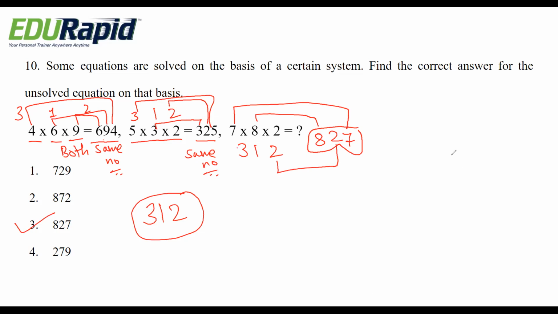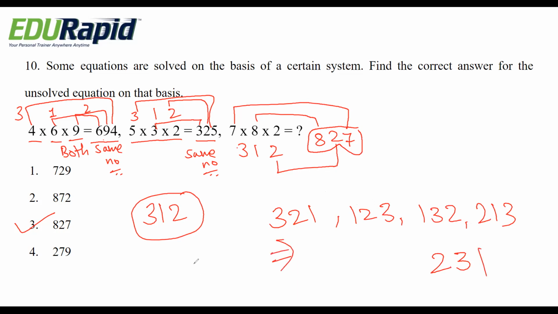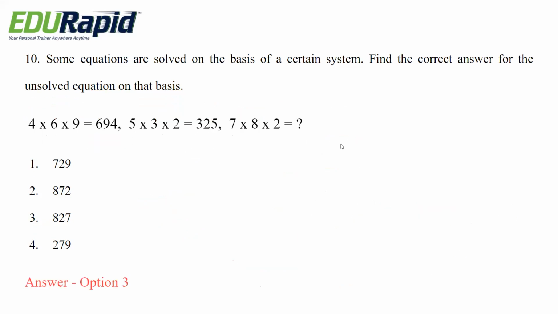So you have to see in what pattern it is going on. Here it is in a pattern of 3-1-2. Sometimes it is in a pattern of 3-2-1, or 1-2-3, or 1-3-2, like that, or 2-1-3, or 2-3-1. Anything can be given. Just you have to see in what pattern it is going on. Okay. So the right answer is option 3.